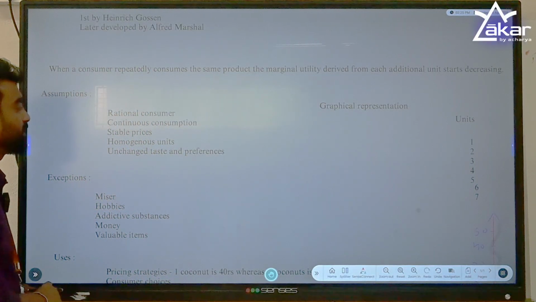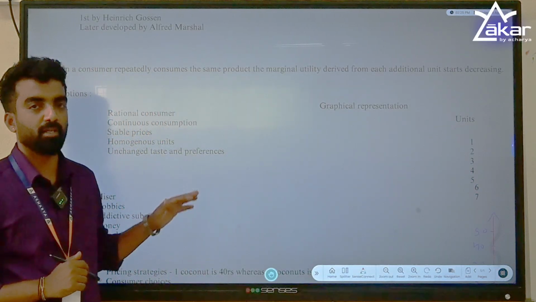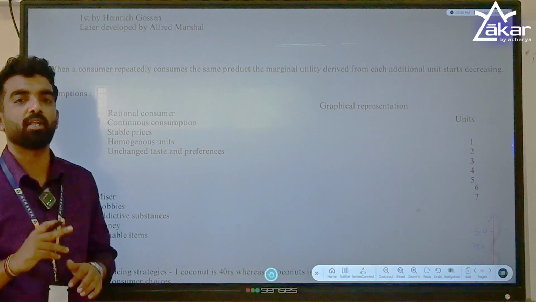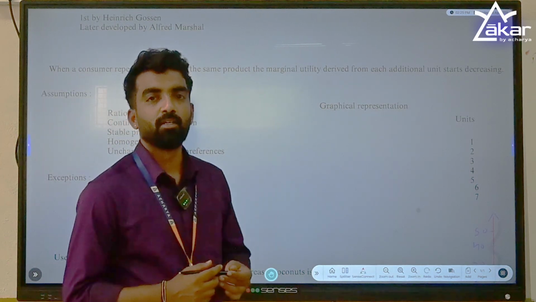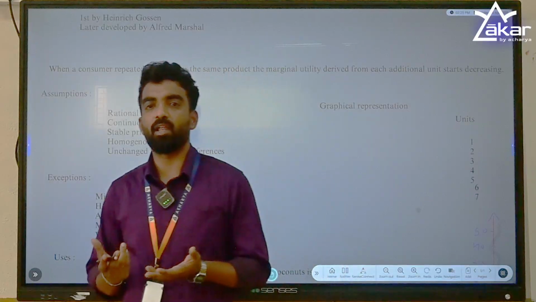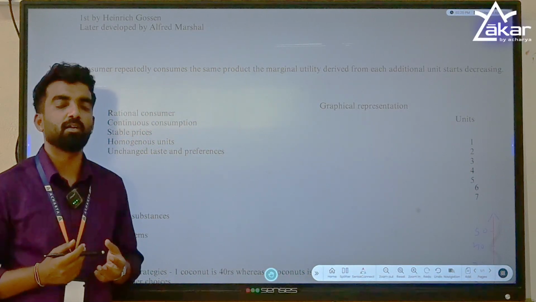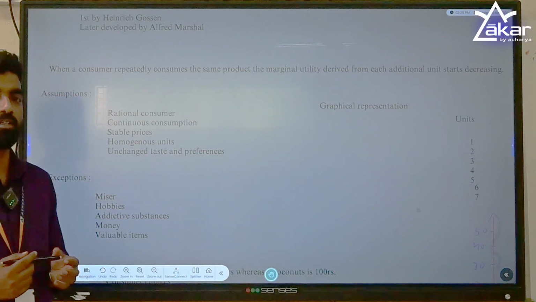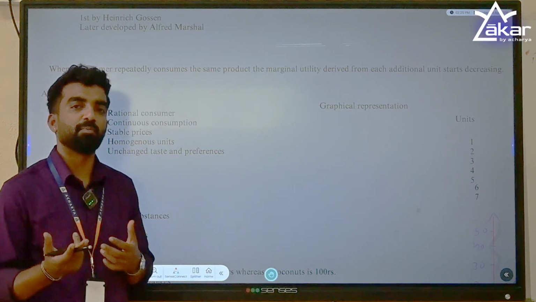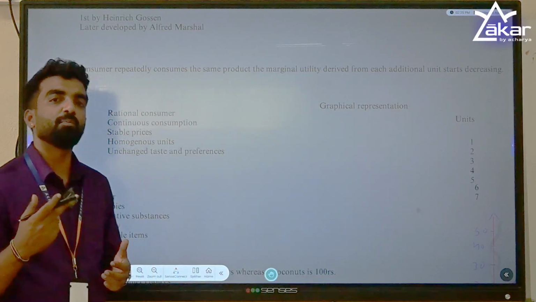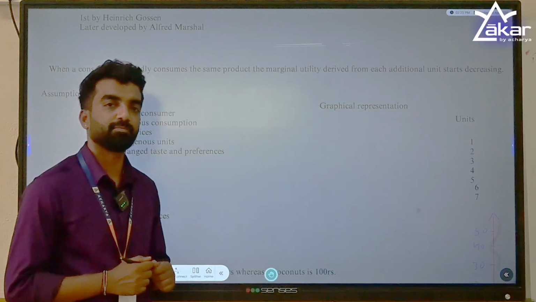And the last assumption is unchanged taste and preferences of a consumer. While consuming these commodities continuously, your taste or preference should not change. What happens if it changes? Let's say you don't like vanilla ice cream. After one cup, you may start feeling, okay, this is good, the taste is good. You will take one more and you like it more. You take one more. Like that, you will keep on adding if your taste and preference change.